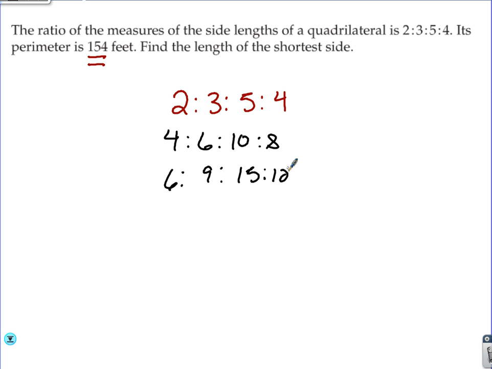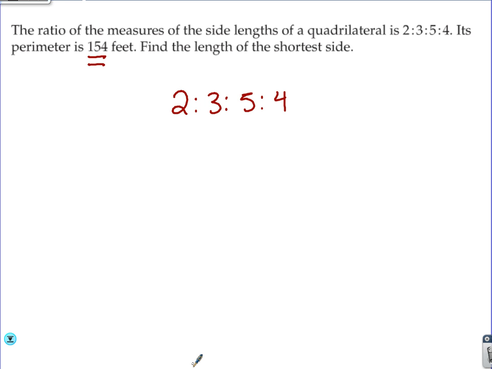What I'm trying to get at is the side lengths, since it reduces to 2, 3, 5, and 4, the side lengths of this quadrilateral have to be some multiple of 2, 3, 5, and 4. Now, let me explain what I mean by multiple. What are some multiples of 3? 3, 6, 9, 12, 15. How do you find multiples? You take the number 3 and you multiply by something to get those other multiples.